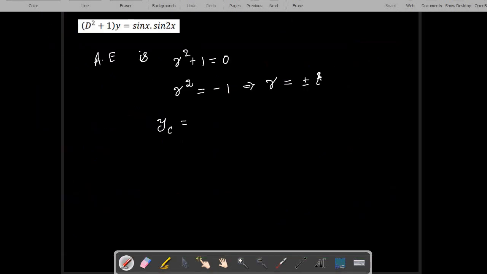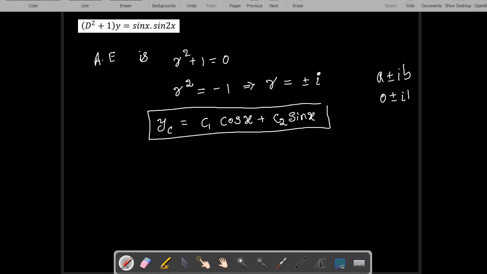Since we got complex roots, and if we compare with a plus or minus ib, here it is 0 plus or minus i into 1. So a is 0, b is 1. So what will be the complementary function? e power 0x, that will be 1, I am not writing it, and c1 into cos bx, where b is 1, so simply cos x, plus c2 into sin x, that's it. So this is the complementary function for the given problem.